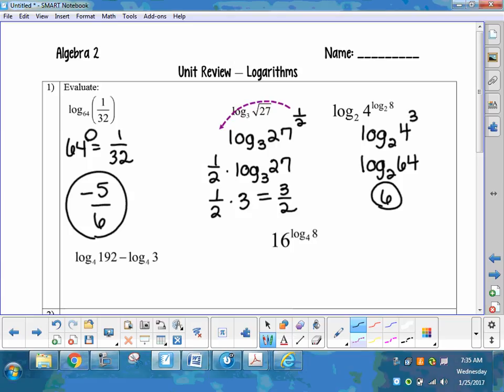You could actually do it another way. I saw a simpler way. Does anybody see an alternate way to get to that same answer?